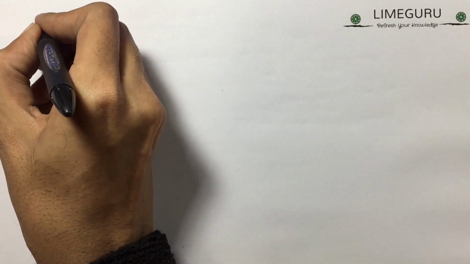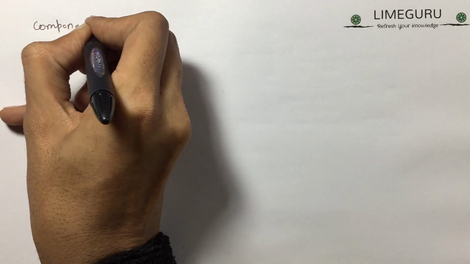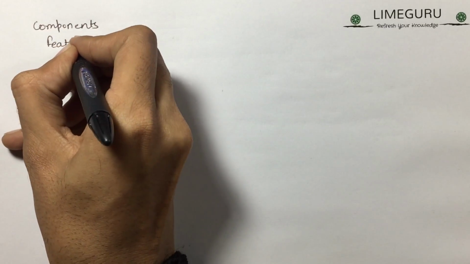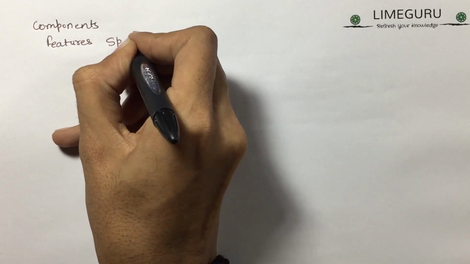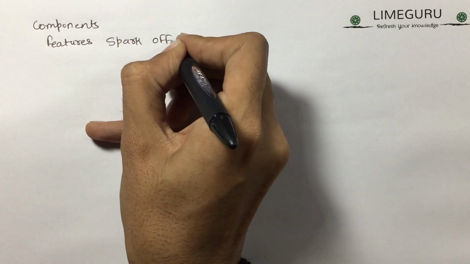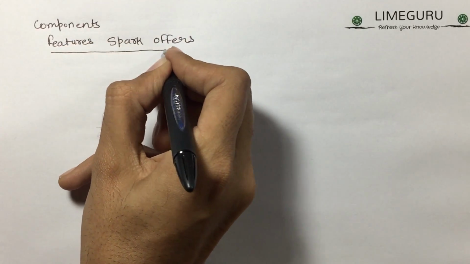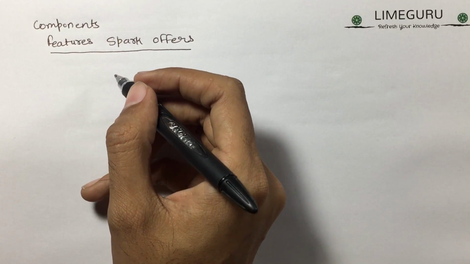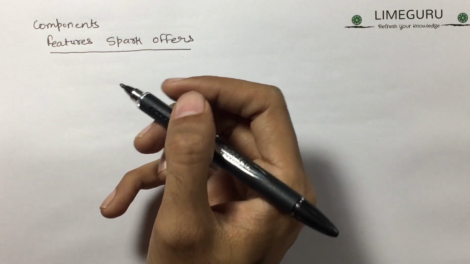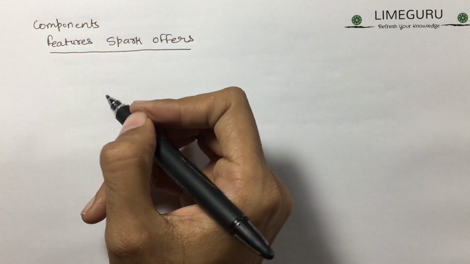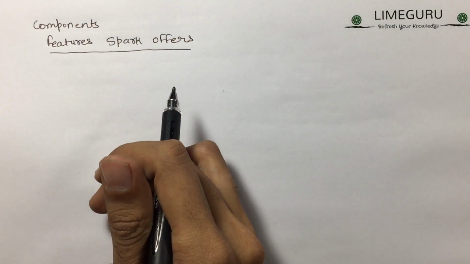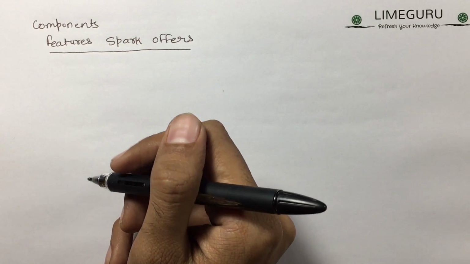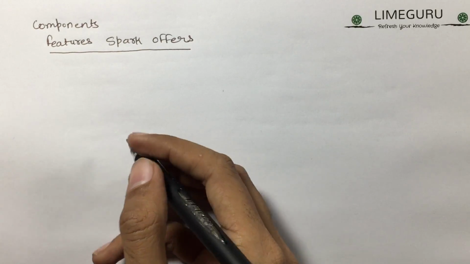Let's discuss what are the components, or I would say what features Spark offers, why it is grabbing so much attention. It must be offering some unique functionalities, unique features. That's why it's getting very famous these days. That's why it's trending these days. So let's discuss what are some of the features that Spark offers that everybody is interested in learning Spark.